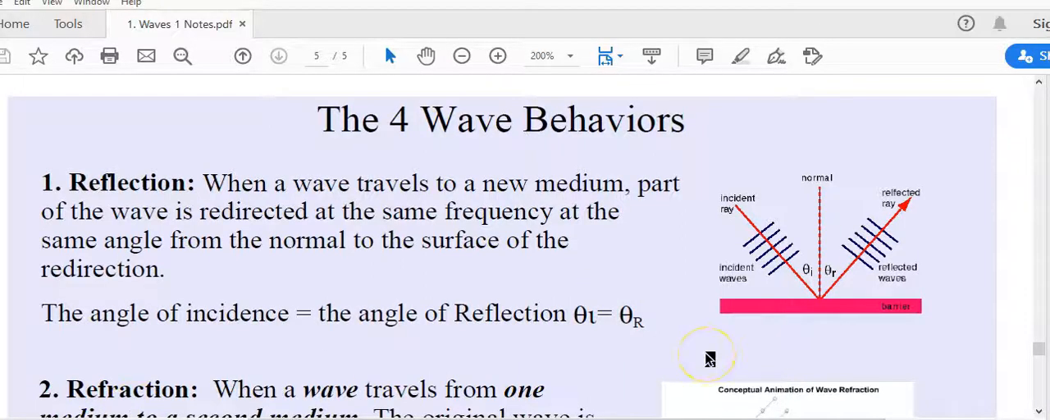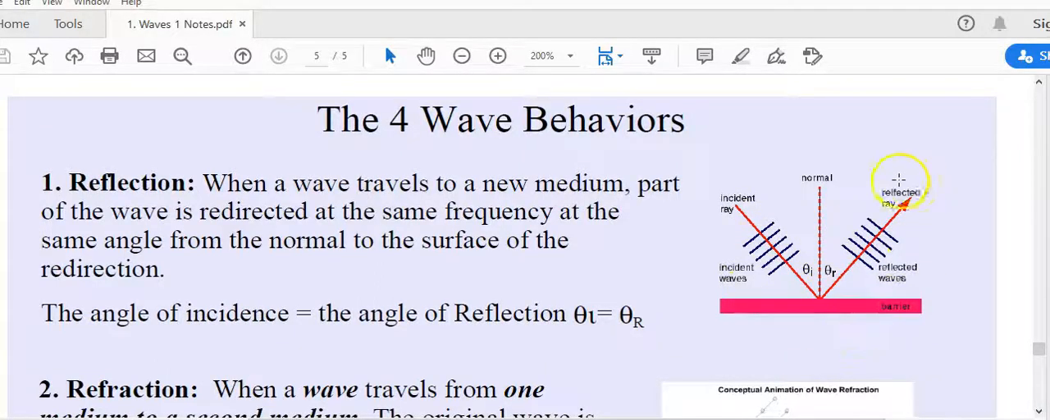We've heard the term reflection all our lives when we look in a mirror and we see our reflection, and that's really the bouncing of a wave off of a surface. We look in a pond and see our reflection in the water, and we see our reflection in a mirror. But what is reflection? Reflection is when a wave travels to a new medium and part of the wave is redirected at the same frequency, at the same angle from the normal to the surface of the redirection. Very simply, this is when a wave bounces off of a material. It's that simple. But we're going to take a look at some examples of reflection.